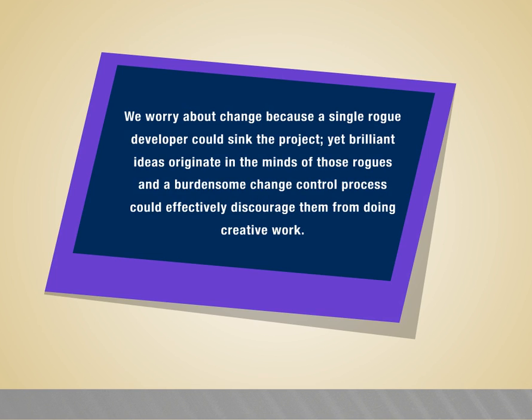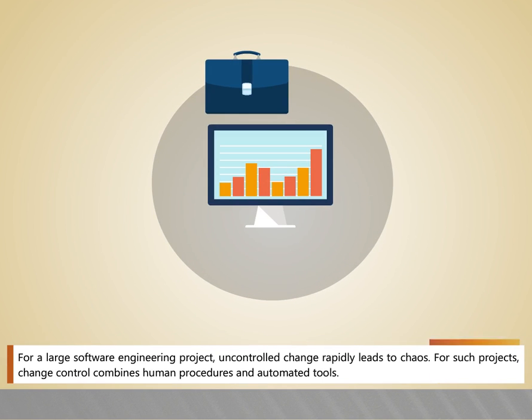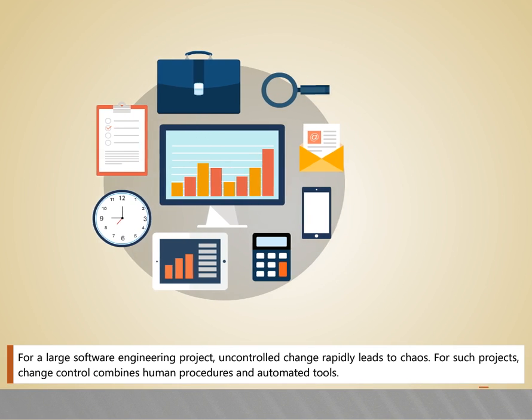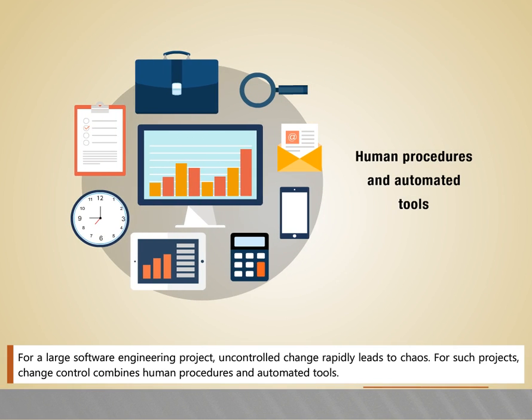We worry about the change because a single rogue developer could sink the project. Yet brilliant ideas originate in the minds of those rogues, and a burdensome change control process could effectively discourage them from doing creative work. For a large software engineering project, uncontrolled change rapidly leads to chaos. For such projects, change control combines human procedures and automated tools.